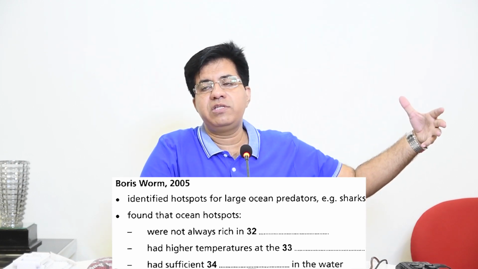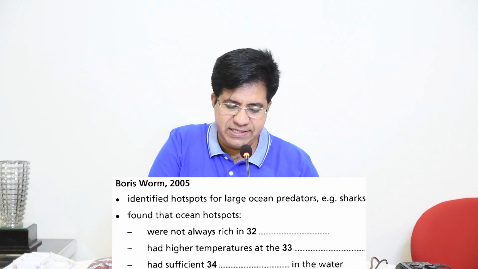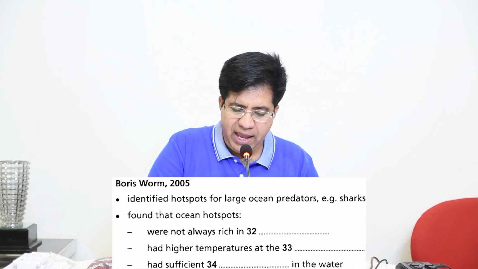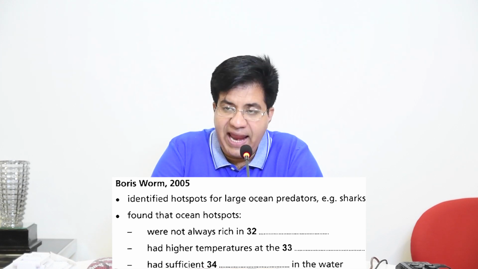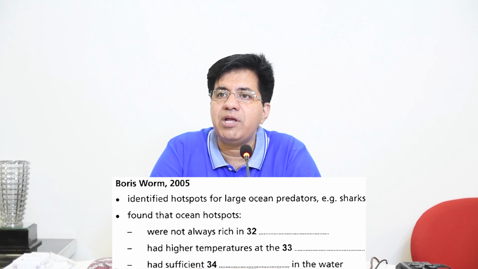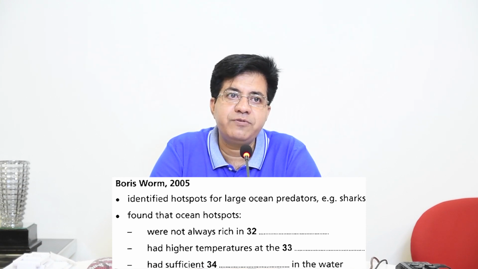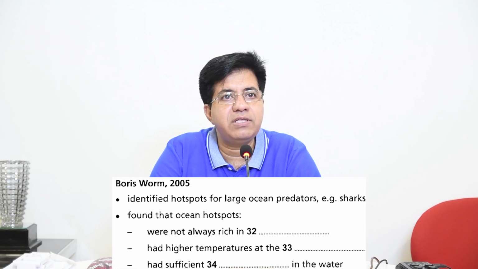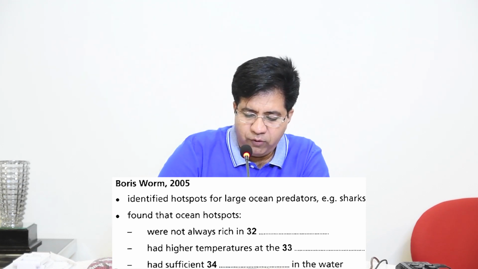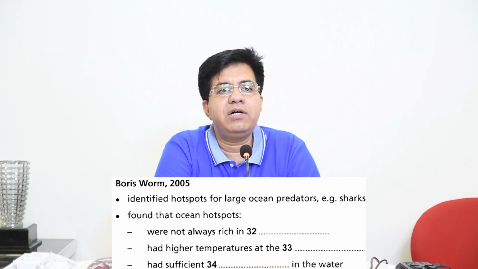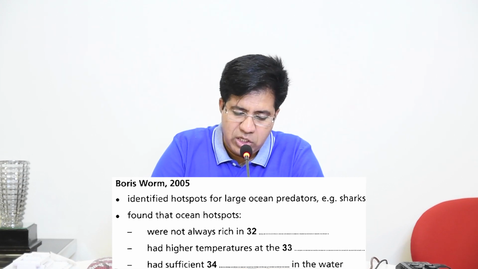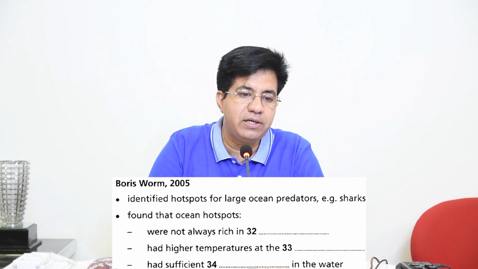The remaining hotspot was quite badly off in that regard, which means they didn't have food, or they were not rich in food. Okay, question number 33. Had higher temperatures at the... Now, when you're talking about sea, it's a part of the sea where the temperature was high. It can be the bottom of the sea, somewhere in the middle, or on the surface. For higher temperature, they might use the words high temperature, warmer, higher levels of temperature or anything like that.